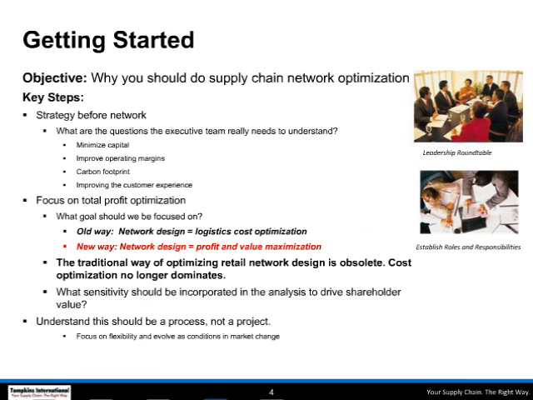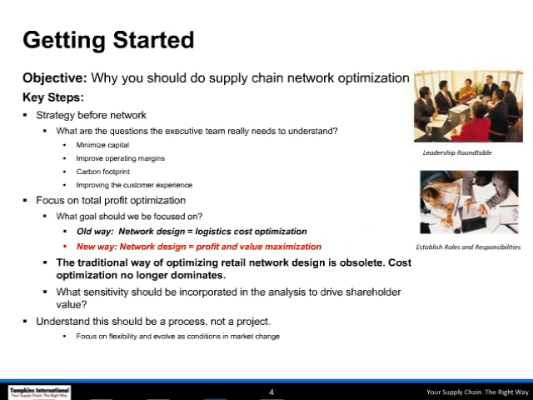And when I say today's customer, if you look at it, in the past, we've looked at network design and talked about logistics cost optimization. We're not so certain that that's really the right view of it now. We think it should be more along the lines of profit and value maximization. And that when you look at just cost in itself, it's not yielding the bottom line results that everybody needs to get to.